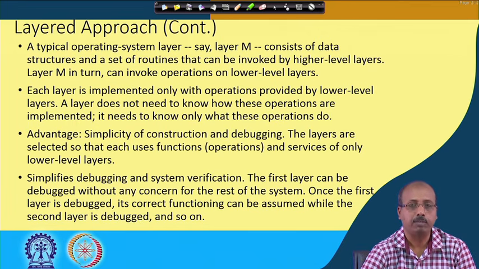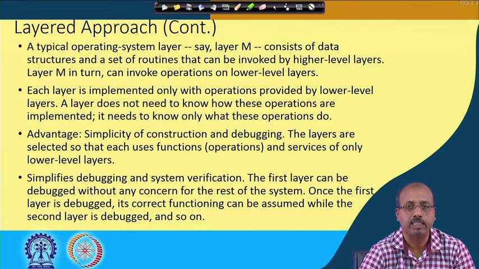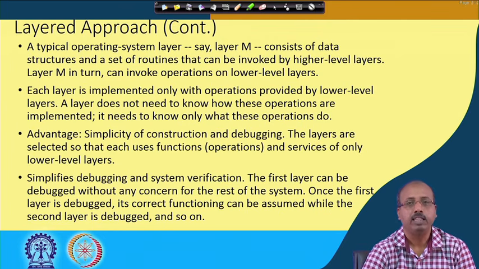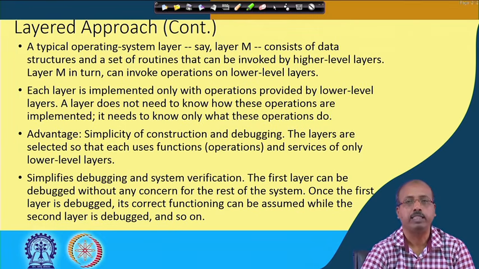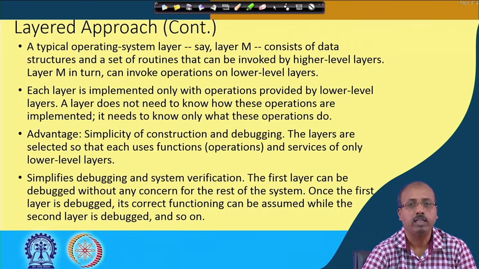For example, if we are developing a routine for displaying a character string, we will be using the lower level routine that is available for displaying a character. We will not send the character string directly to the basic display unit. A layer does not need to know how these operations are implemented, only what these operations do. That is the differentiation between interface and implementation. At a higher level, when we are looking into lower level routines, we are just looking into the interface part, and the implementation of those routines is done at a lower level.